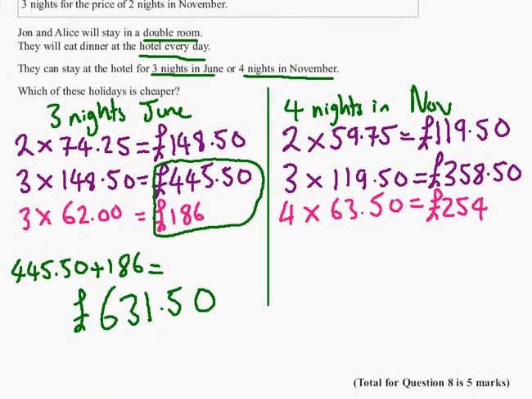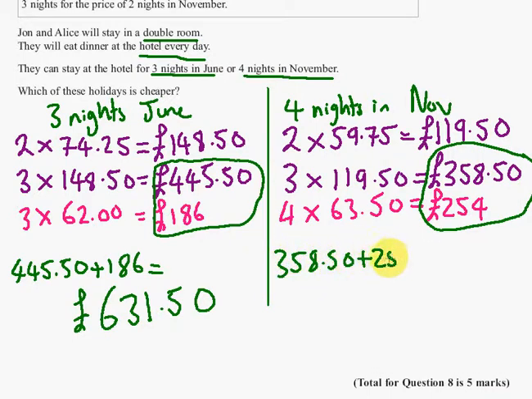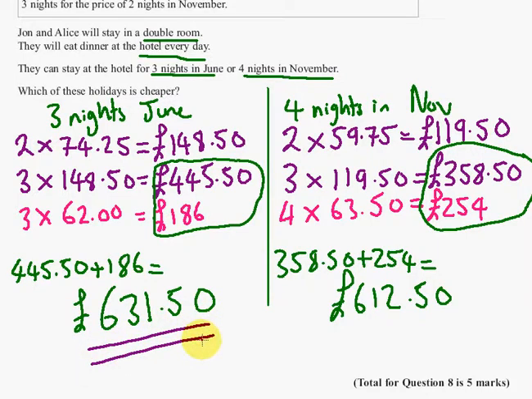And we're going to have to find the total price. So again, we're going to add up the price it cost them to stay in the hotel and dinner. So £358.50 add £254 gives us a total of £612.50 to stay for 4 nights in November. So £631.50 to stay 3 nights in June, or £612.50 to stay 4 nights in November.